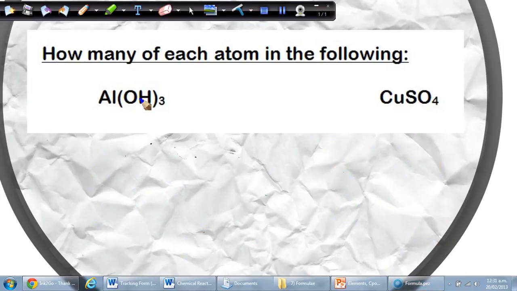Okay, alright, so do you see the difference between the brackets? Here, 3 times everything in the brackets. Here it's just 4 oxygens. It's not 4 of everything.